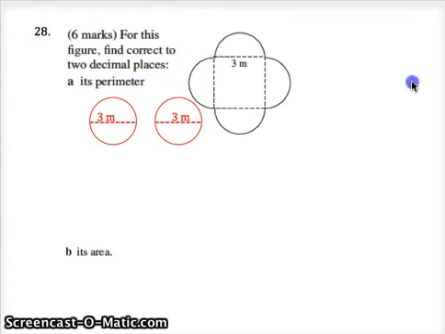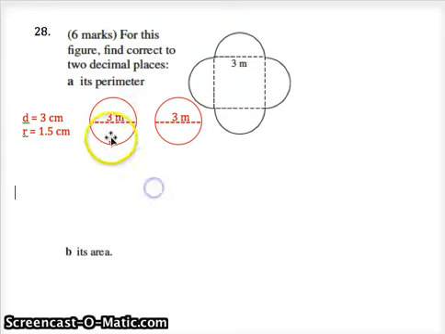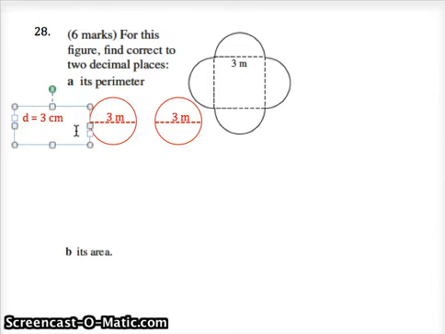So let's look at what we've got. We've got the diameter of these circles, because we've got the distance across there. So that's actually, when I put the two circles together, I end up having the diameter of the circles. So the diameter of the circle is 3. The radius is 1.5. So the diameter of the circle is 3. And let's just look at what circumference formulas we have.